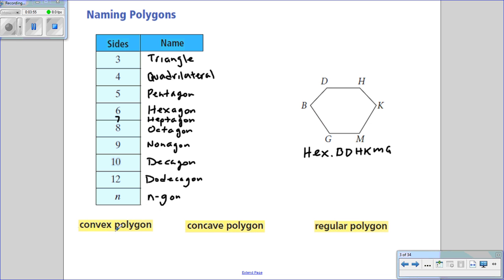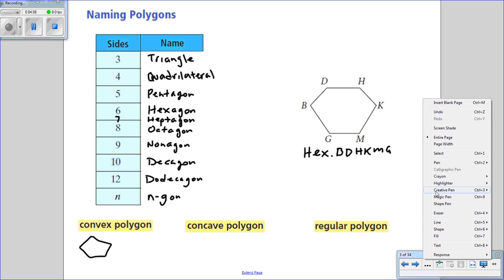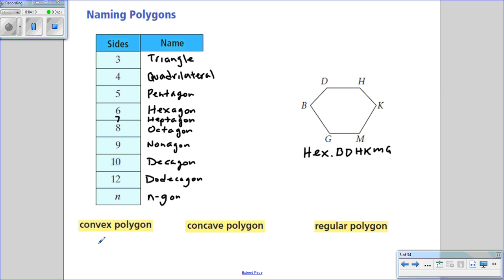Okay, a convex polygon is a polygon where none of the sides are really caved in. That was a pretty bad drawing. Let's see if I can undo that. Let me just do a triangle. That's a little easier.